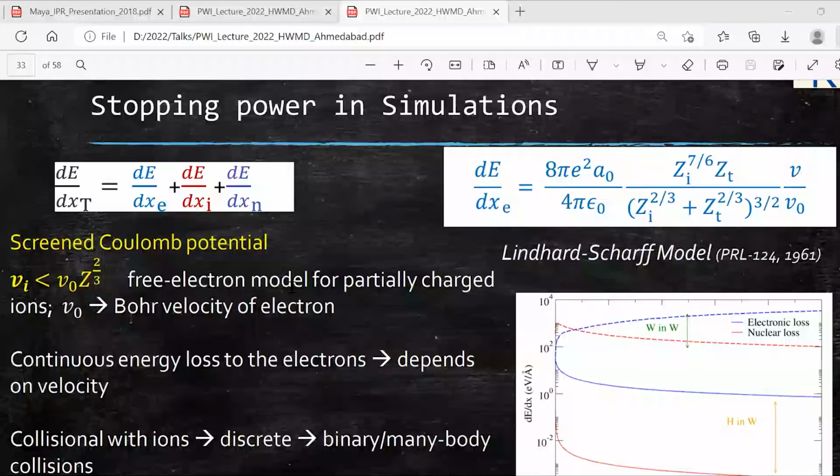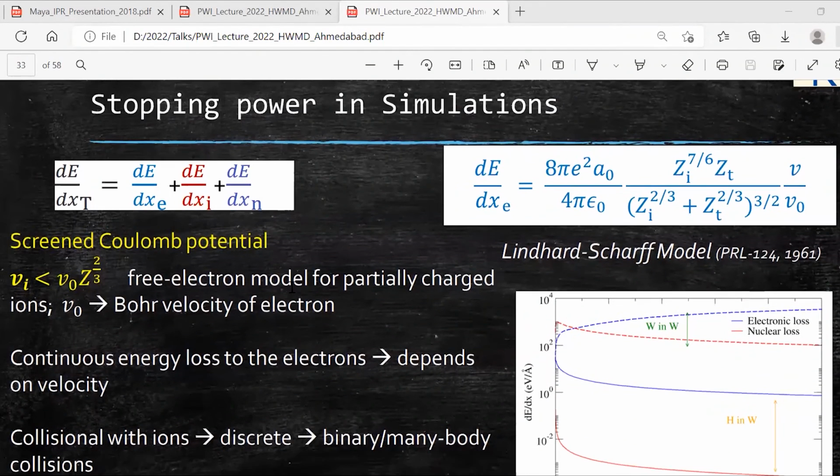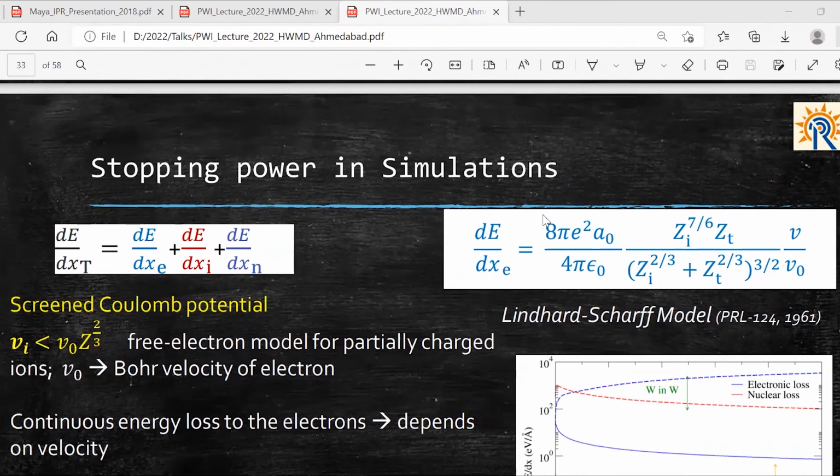So one thing which I didn't show in the talk was... So for example, let me just share the screen once again. So if you look at the way the ions... can you see the screen now? Yes, ma'am.